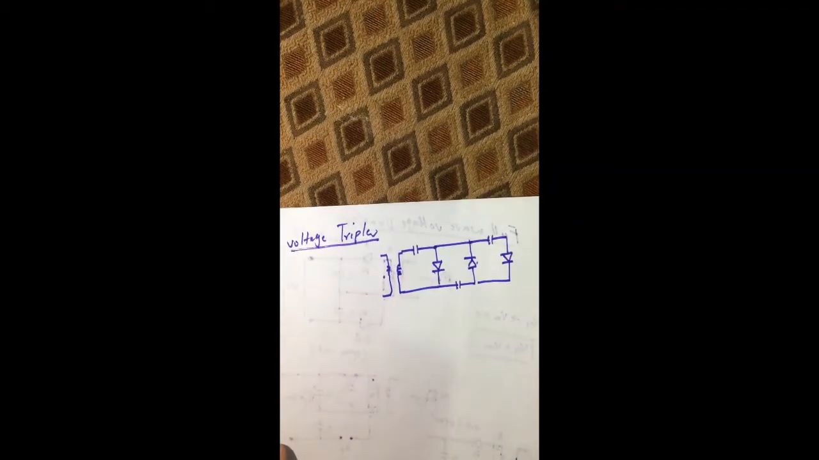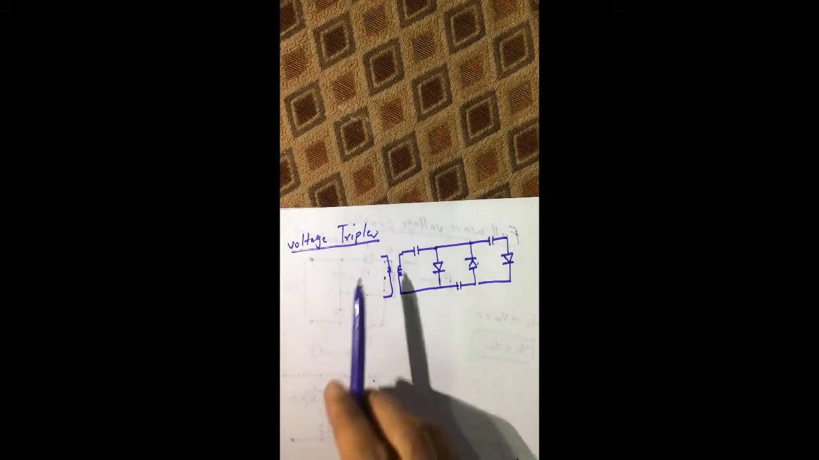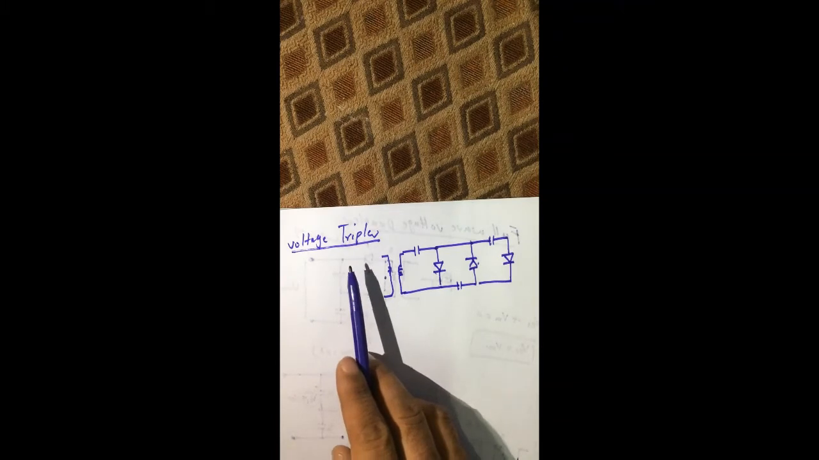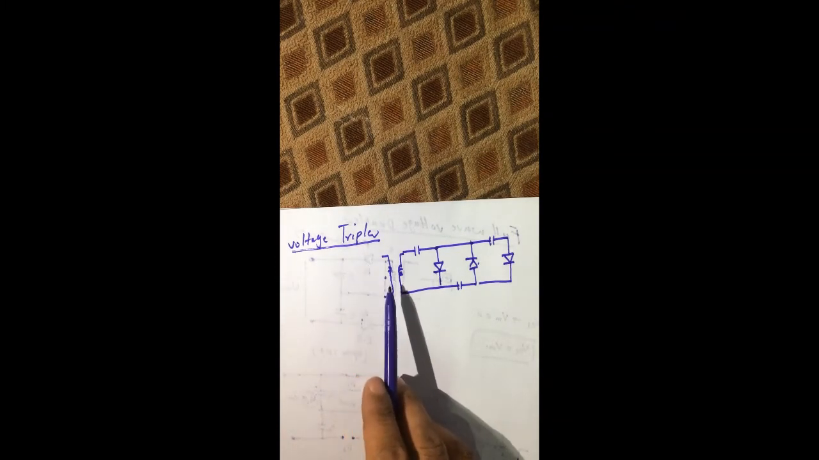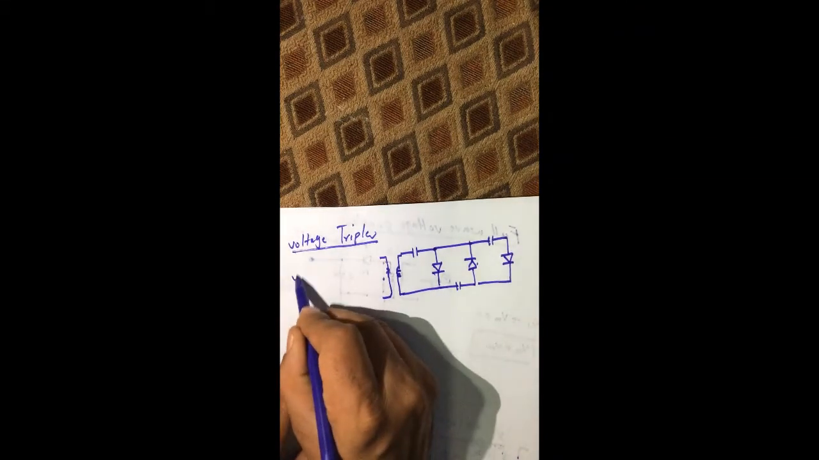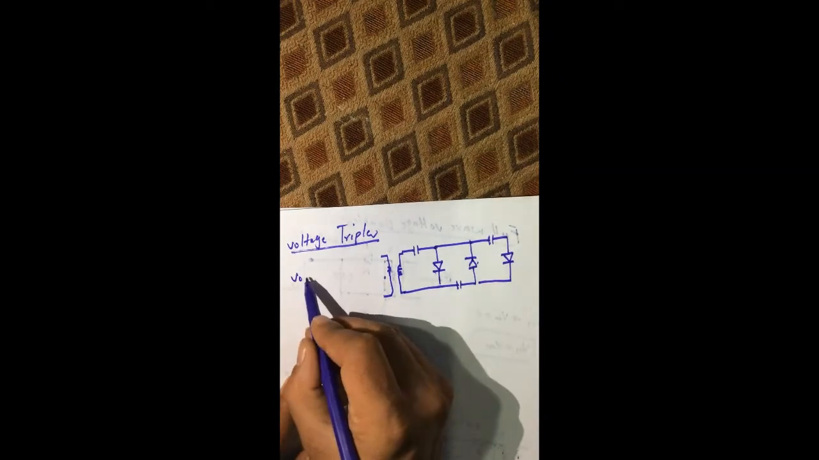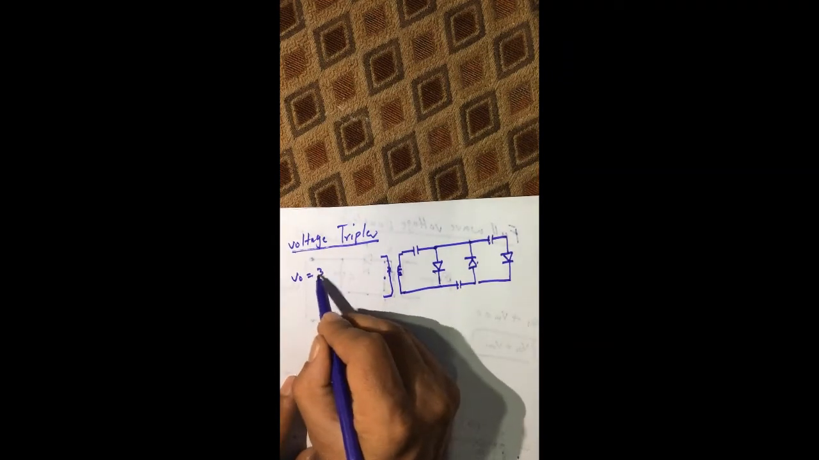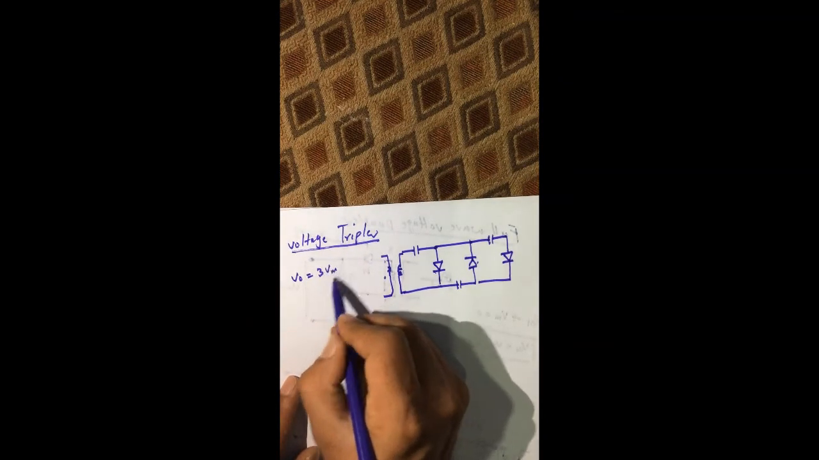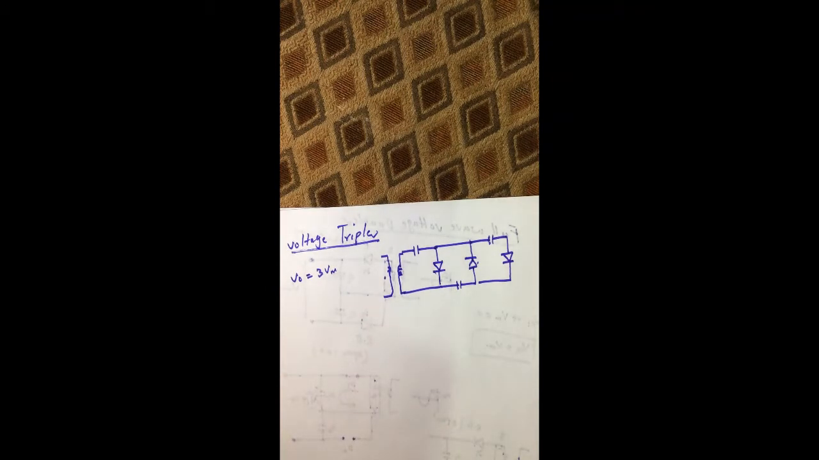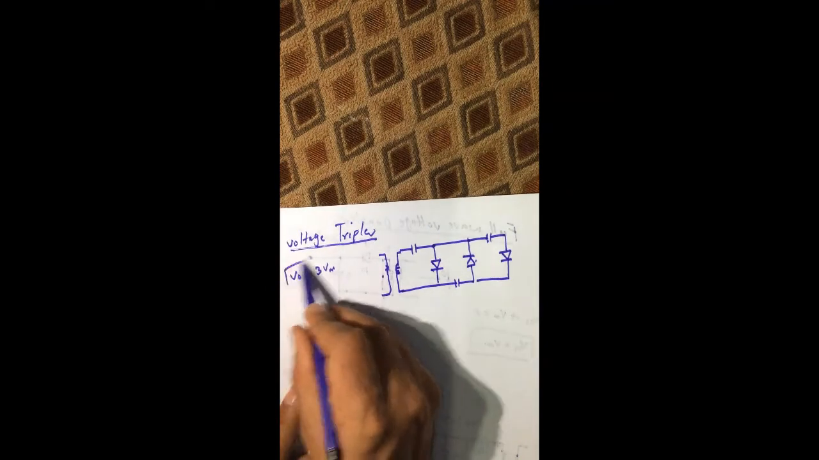Okay, next we have the voltage tripler. As the name indicates, the output voltage will be 3 times the peak value of the voltage on the secondary coil. Like we have this V output, the output voltage we will get will be 3 times the peak value of the input voltage, 3 Vm. We have to prove this now.